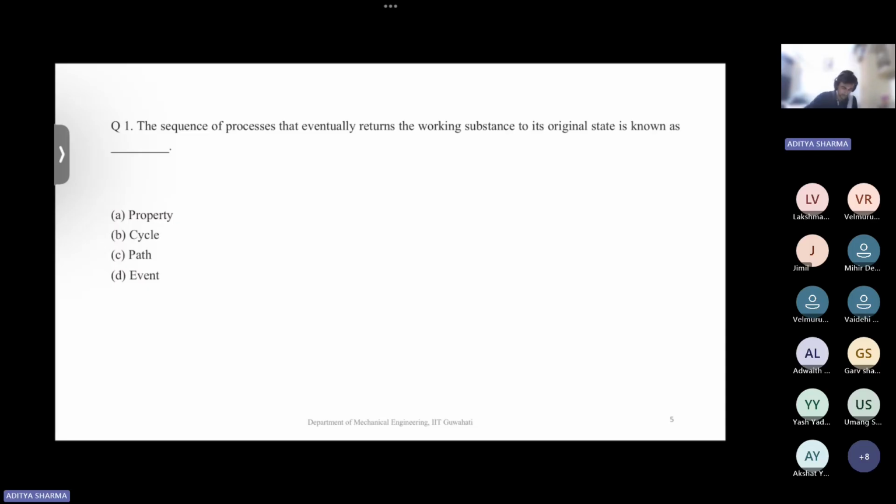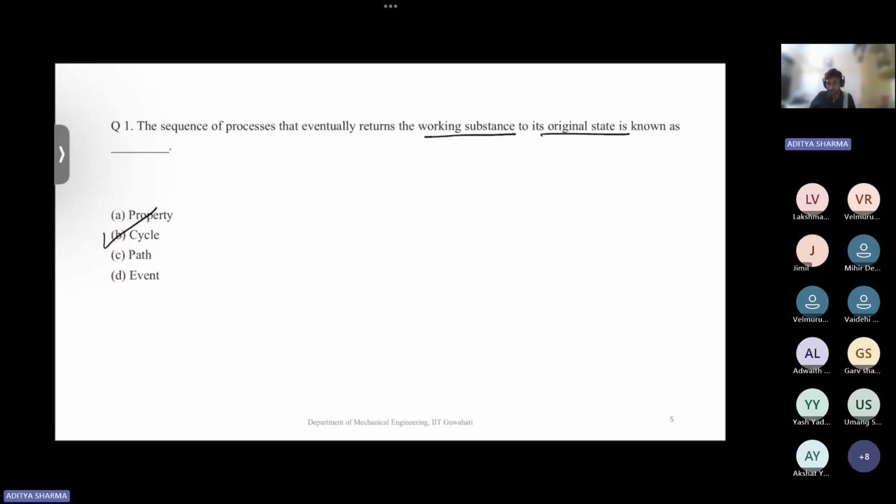Okay, so the first question says that the sequence of processes that eventually returns the working substance to its original state is known as dash, right? So the answer is cycle only. Okay, you people are right to answer this.